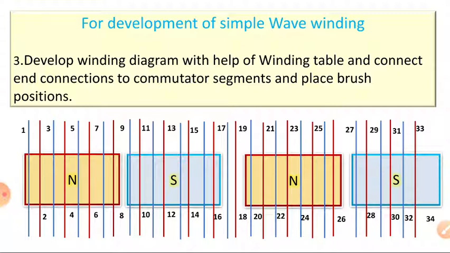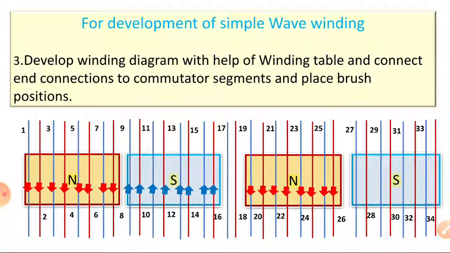So this is a simple step, as usual in the lap winding. Then afterwards what to do? Let us assume that in the north pole, all the conductors carry current towards downward. In the south pole, opposite directions. Okay, these are the directions. This is the first step completed.